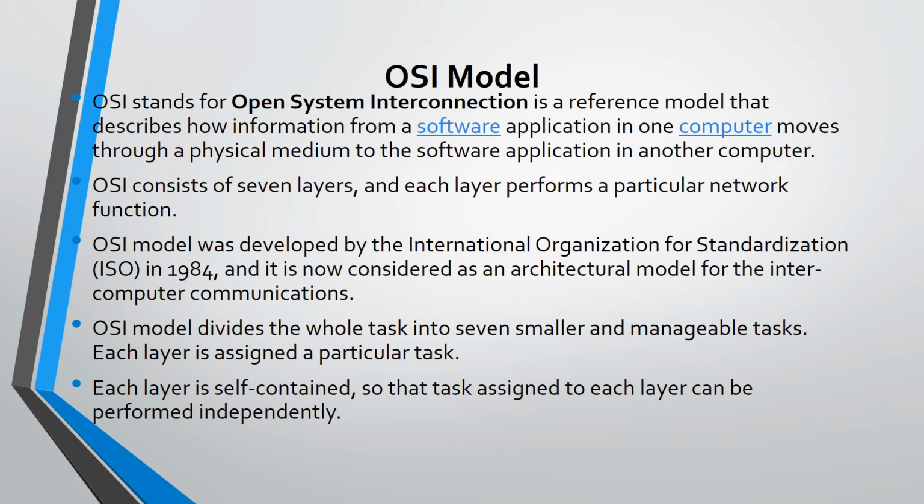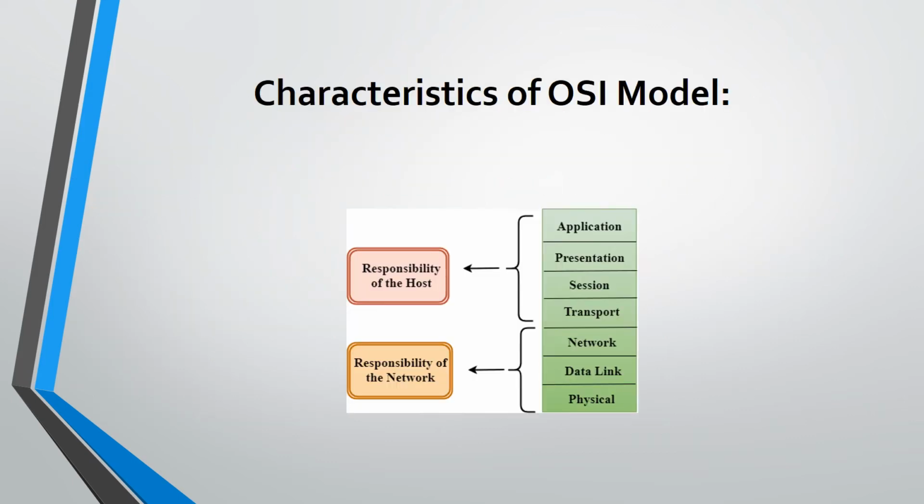The OSI model divides the whole task into 7 smaller and manageable tasks, and each layer is assigned a particular task. Each layer is self-contained, so the task assigned to each layer can be performed independently. What are some of the characteristics of the OSI model? We find that with the OSI model, the top 4 layers are under the responsibility of the host, whereas the 3 bottom layers are under the responsibility of the network.